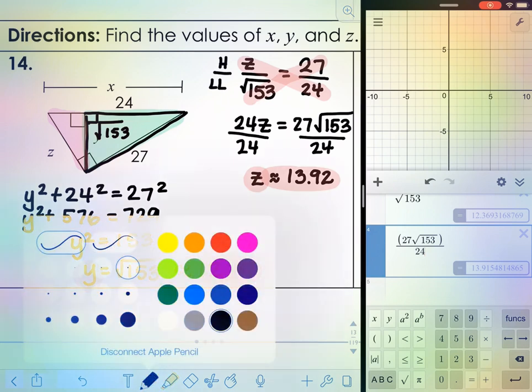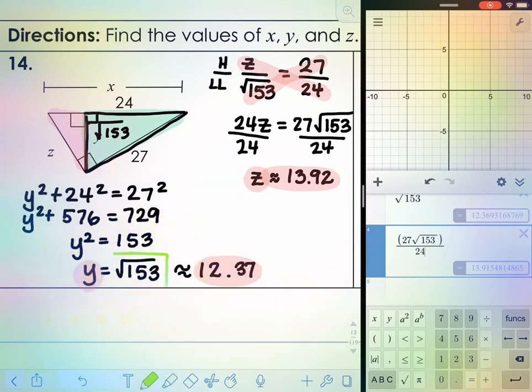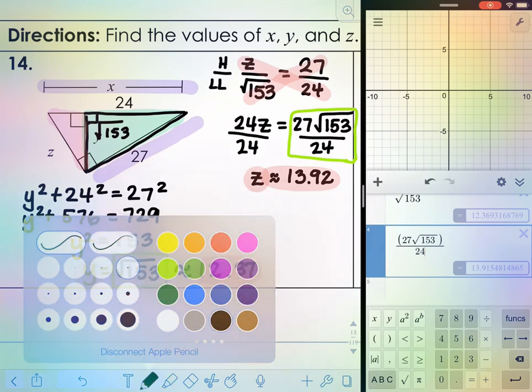Also, it's okay to leave it exact. If you want to leave it exact, it would be square root of 153 or 27 square root of 153 over 24. Those would be your exact answers. So let's do one more proportion. Let's find x. If you take a look at the large triangle, on the large triangle, x is the hypotenuse, and we also know the long leg. So let's use that to figure out x.